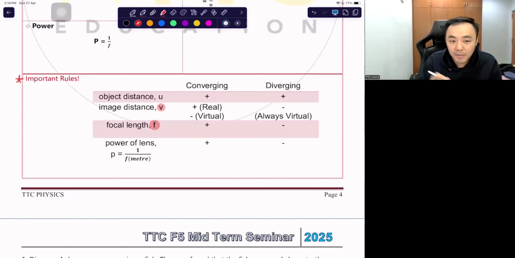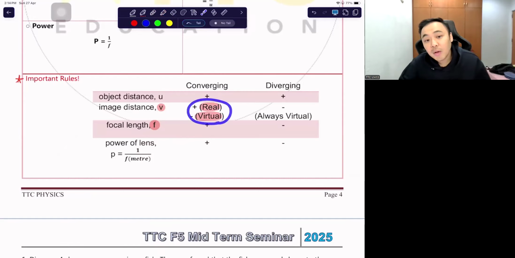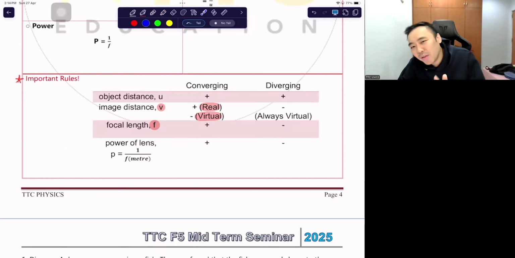Yes, two of them. Now, if you say image, then you follow this. If the image is real, then you use positive. If the image is virtual, then you use negative. Focal length is the same thing also: converging is positive, diverging is negative. Now, speaking of this, remember real and virtual? You know what is meant by real image and virtual image? Can you tell the difference between a real image and a virtual image?